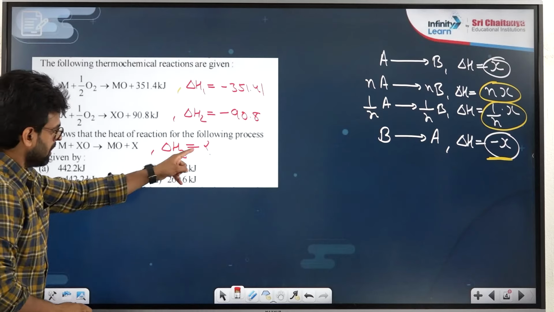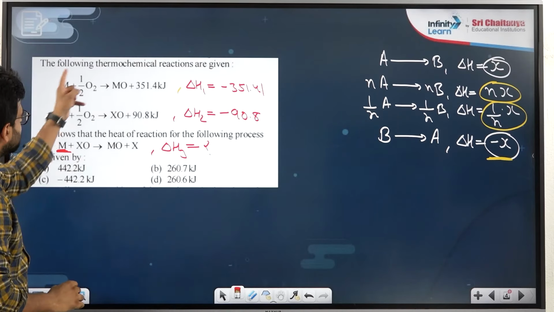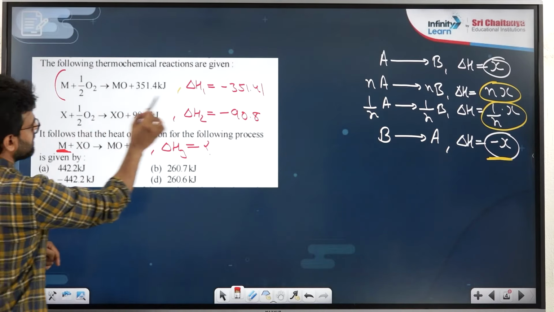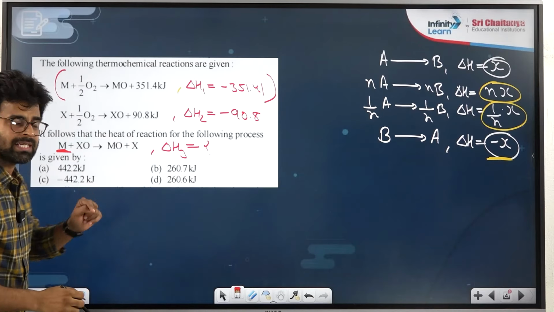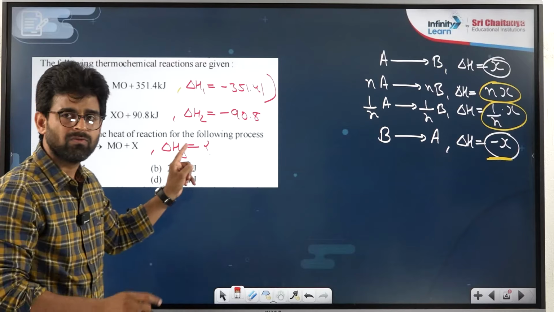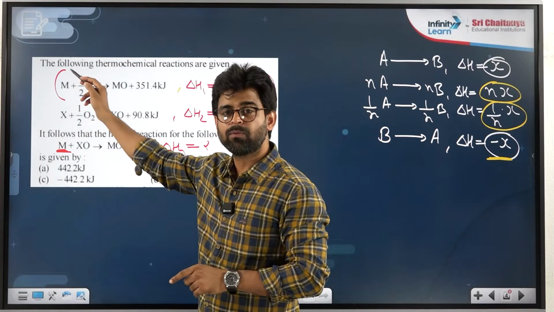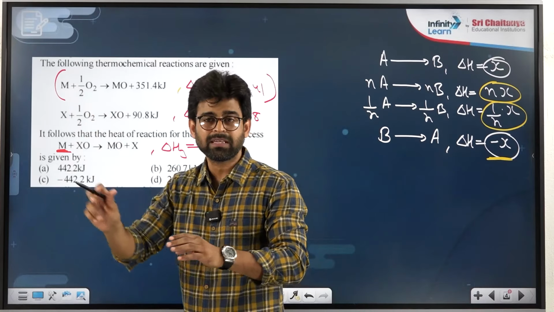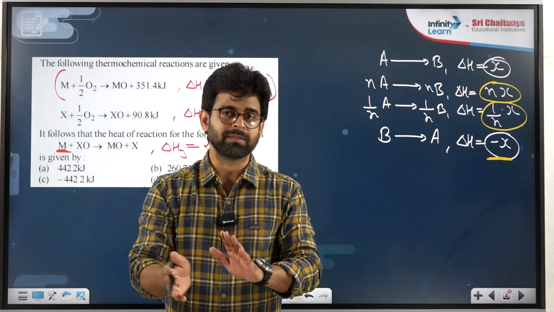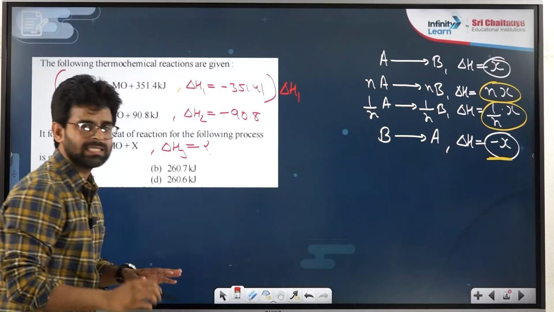What will we do? In our reaction, what is present? M is present. Find where M is there. M is present in our first equation. How much M do I need? I need 1 mole of M. Here also 1 mole of M in the first equation, on the left side. So our equation is already ready to use. No need to multiply by something, no need to flip something. The first equation I will use as it is. I will say delta H1 as it is.